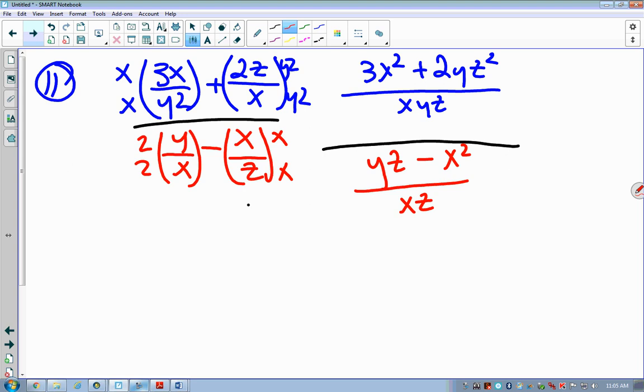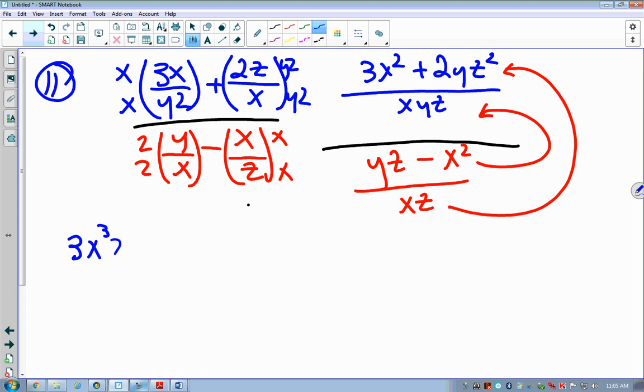Okay. So the next thing that I have to do is, because I've got a fraction divided by a fraction, can I divide by a fraction? Multiply by the reciprocal. So I'm going to multiply the upper numerator by the lower denominator and the upper denominator by the lower numerator. Okay. So I'm taking 3x squared times xz. That's going to give me 3x cubed z. Does that make sense? I'm distributing the xz to both terms, right?